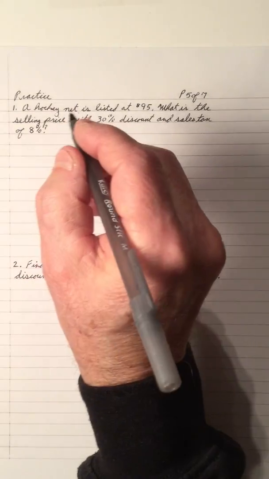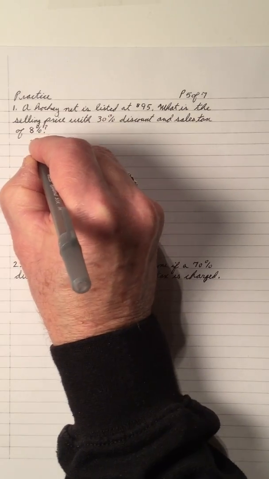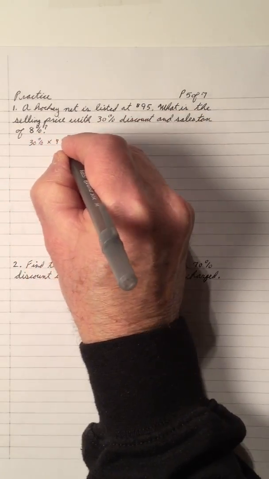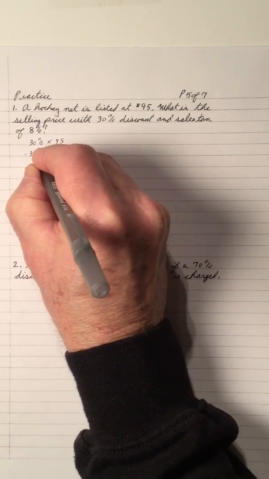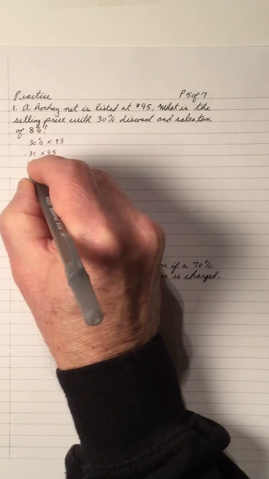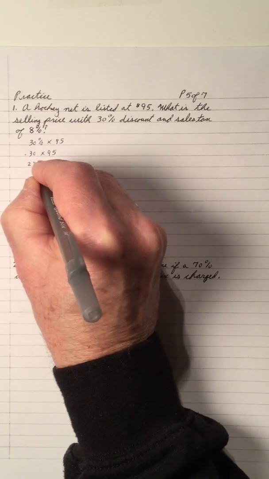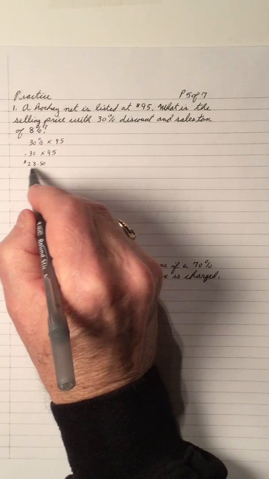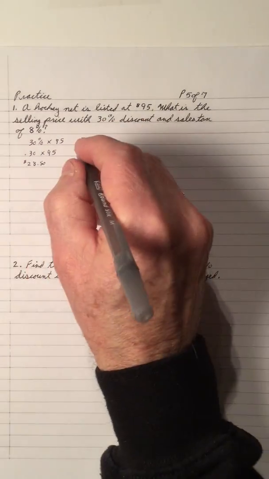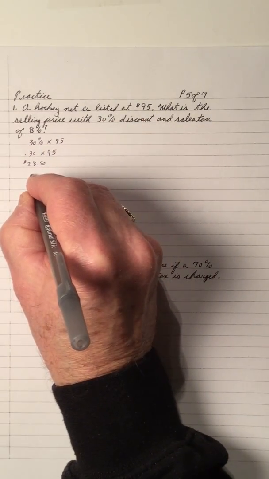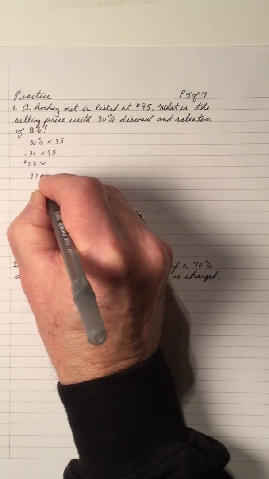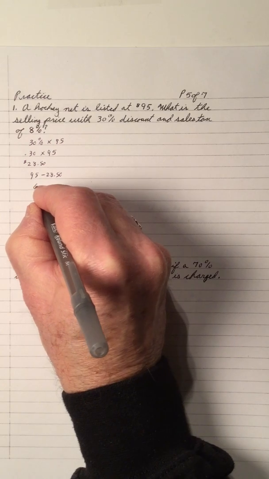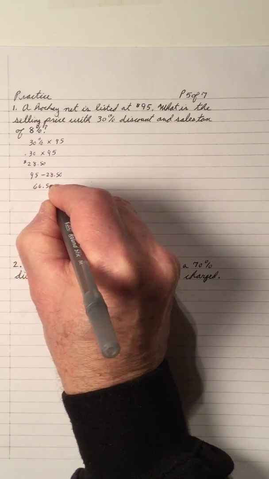So here we go. We got a 30% discount. Times the price of $95. Decimal 30 times 95, and that gives us $28.50. If you use your calculator, you'll see you get $28.50. So if you take the price of $95 and subtract the $28.50, you'll get $66.50.